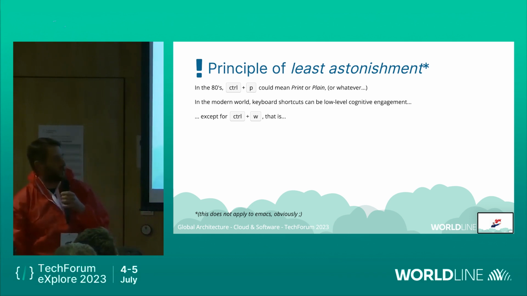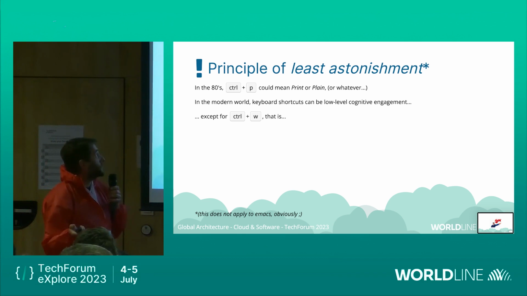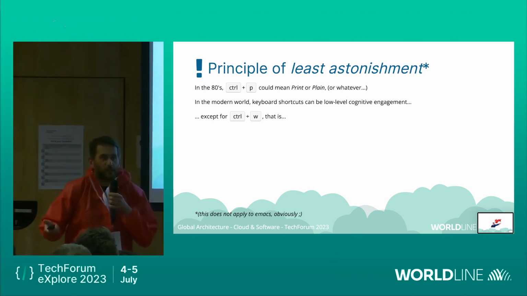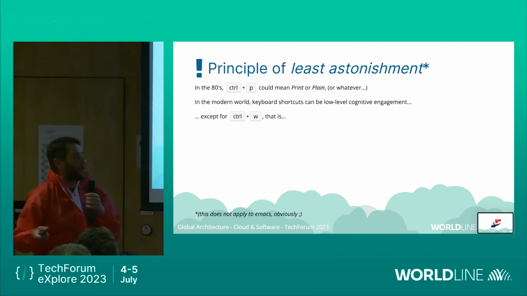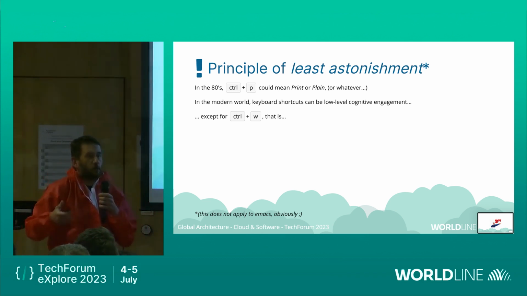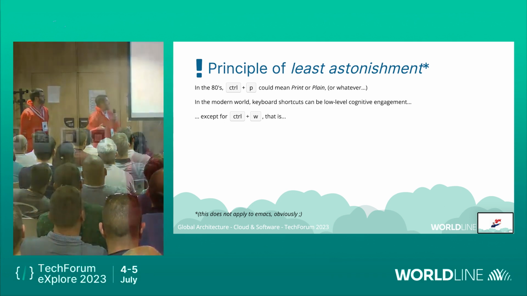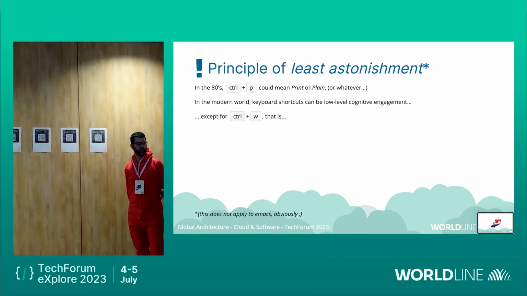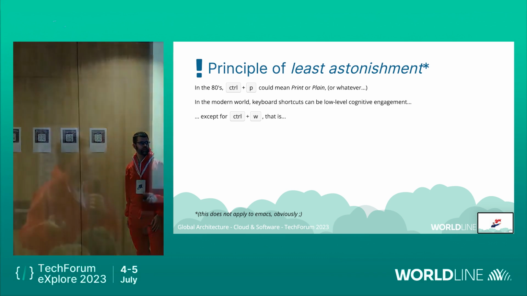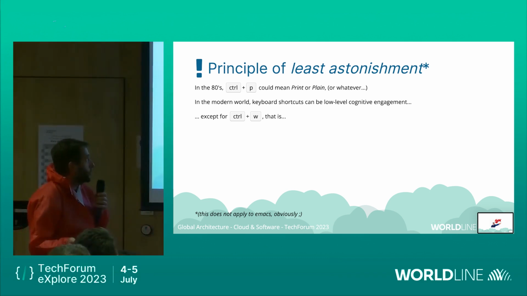Sorry for the Emacs fanboys here. It doesn't apply to VI either. But, for example, Ctrl+P, which was in the Apple study, was at first for plain, meaning bold, meaning not print, at least. But since that time, each and every application uses Ctrl+P for print. So now you expect to find it, and it's easy to remember. So low cognitive functions.